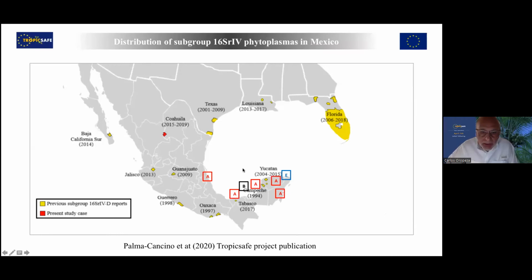Now, if we overimpose the other subgroups, then the group A is not so widely distributed, but it is the one that has killed more plants, actually millions of Atlantic tall palms in this region. And there are other 2 subgroups, E, which has been associated with only 2 individuals of insects, and B, with a few coconut palms, and present only in Tabasco, and the E only in Yucatan.